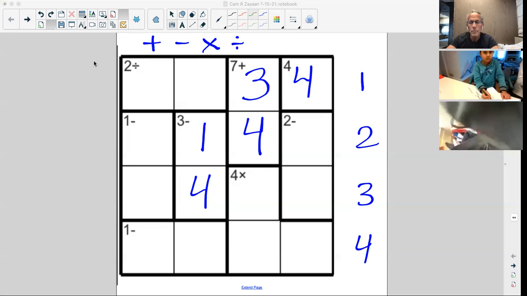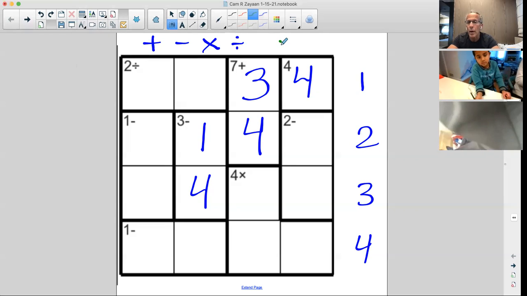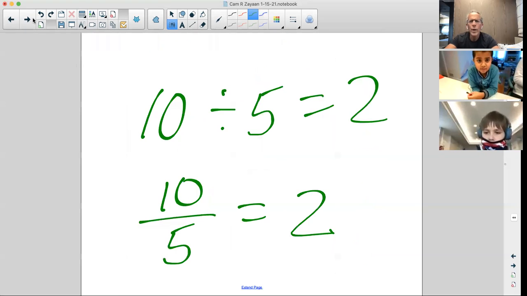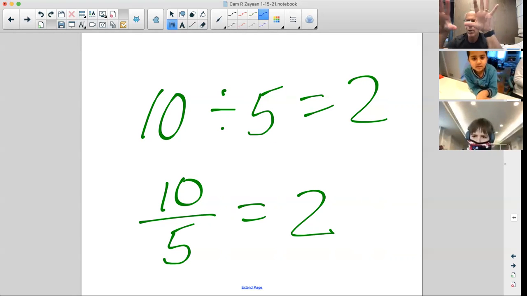I don't know division. Oh, you don't know division? So why did you pick division, buddy? I don't know why. How about you, Zayaan? Me either. I don't even know division. So when I said to you 10 divided by 5 equals 2, did you understand that or did you not understand that? Kinda, like halfway. Yeah. So guys, I want you to show me your 10 fingers, please.